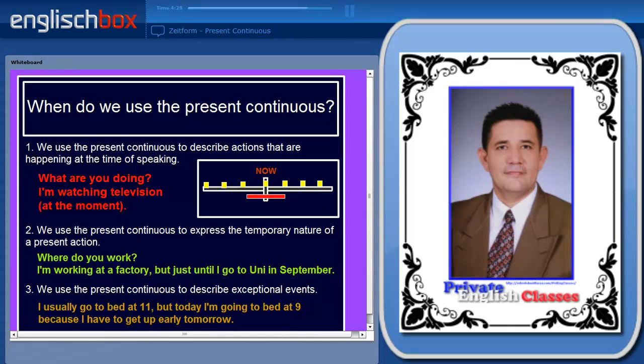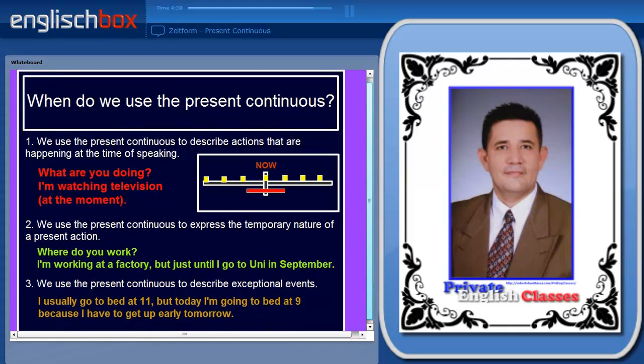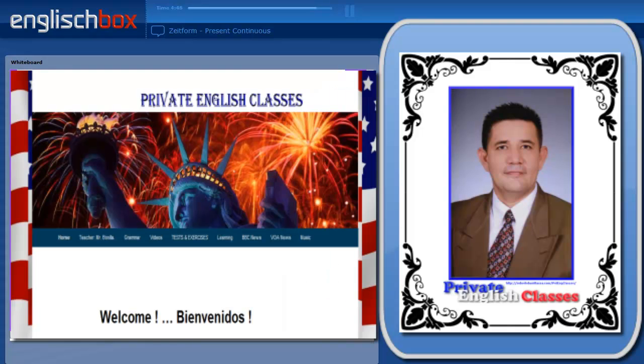And thirdly, we use the present continuous to describe exceptional events. So things that don't normally happen, but which are happening today. For example, I usually go to bed at 11, but today I'm going to bed at 9 because I have to get up early tomorrow. So going to bed at 9 is the exceptional action.